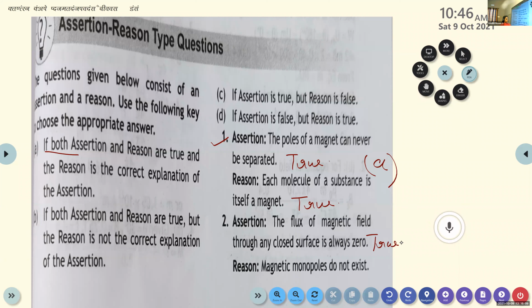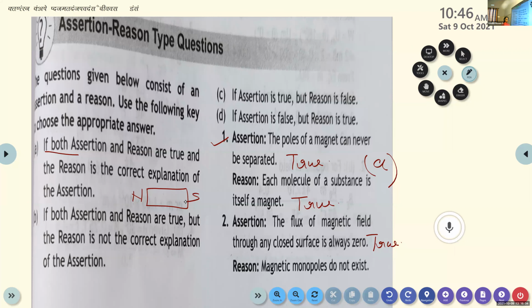Why is the flux of a magnetic field through a closed surface always zero? Gauss's law. Because it is a closed surface. According to Gauss's law, we know that the magnetic flux through a closed surface will always be equal to zero. Or you can think that in the case of a magnet, it possesses two poles, north pole and south pole.